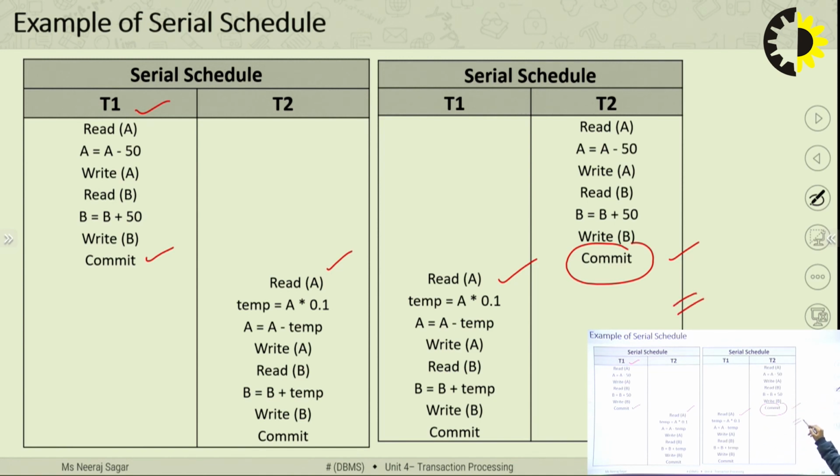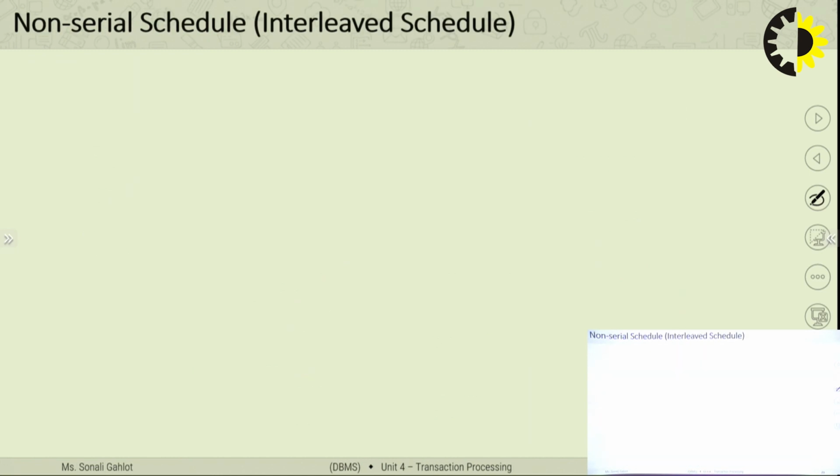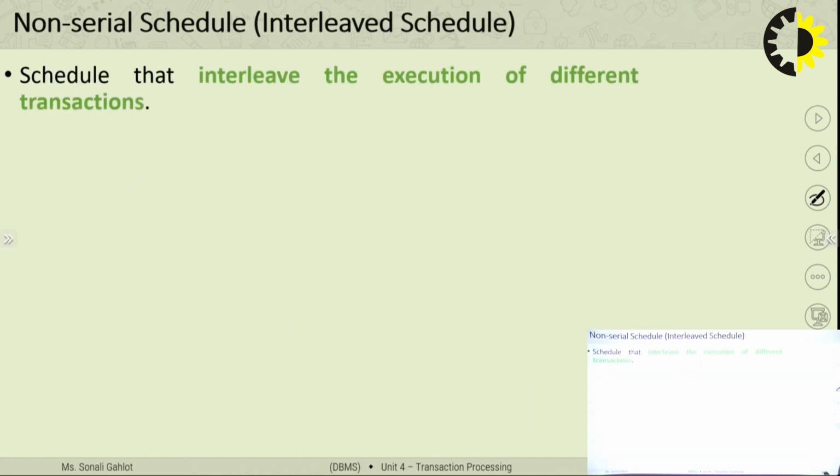Okay. Now the next point is non-serial scheduling. What is non-serial scheduling, or we can say interleaved scheduling? It is a schedule that interleaves the execution of different transactions. Here, when multiple transactions are executing at the same time, some of the transactions are overlapping, or we can say interleaved.